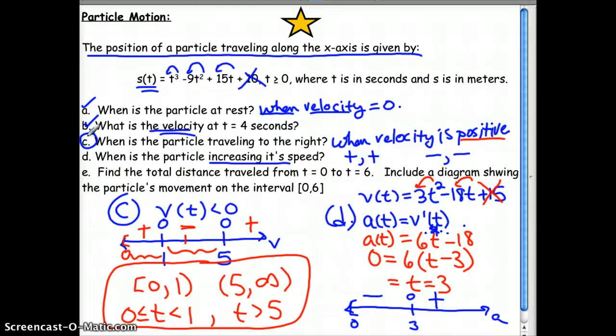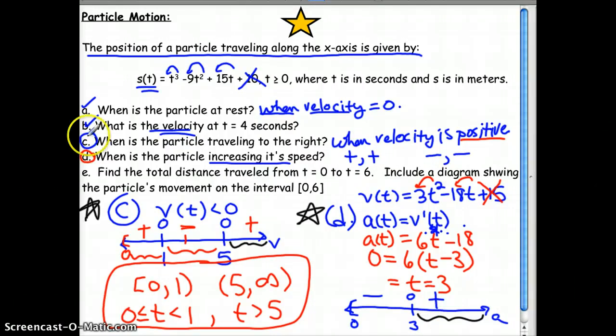Well, I'm looking for when the particle's increasing in speed. So now with my black pen, I have to analyze both what happened in part C and what happened in part D, because I have to find where they're both positive or they're both negative. Well, let's take a look at where they're both positive first. The velocity is positive everywhere greater than 5. Acceleration is positive greater than 3. Well, where do both happen?